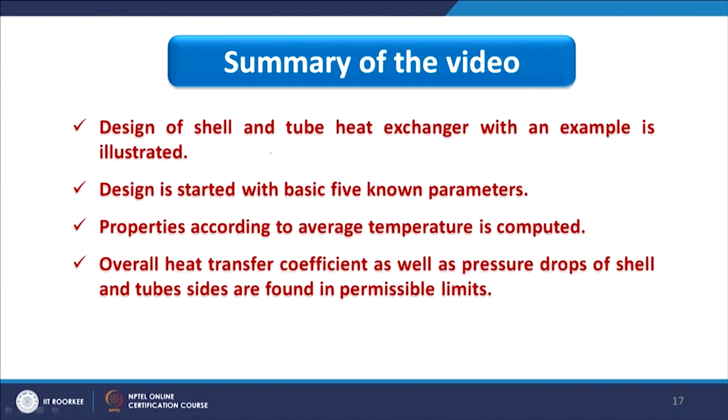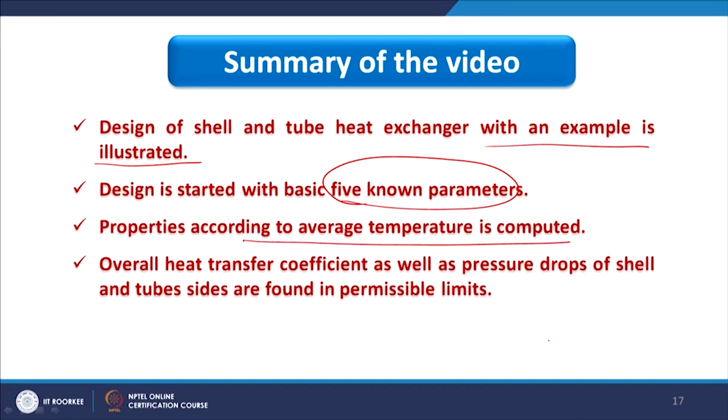Okay. And here I have the summary of this video. In this video we have designed a shell and tube heat exchanger with example 2, where I am considering toluene and water combination. Design, we have started with basic 5 parameters along with the density data and pressure drop range. Okay. Properties according to the average temperature we can obtain, as we have already explained this in lecture 15. Overall heat transfer coefficient as well as pressure drop of shell and tube side are found in permissible limit.